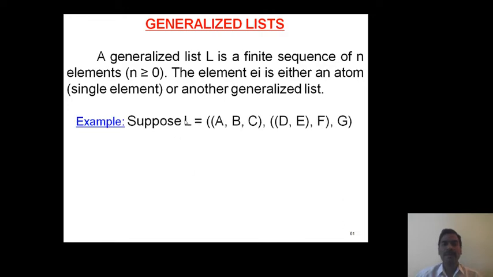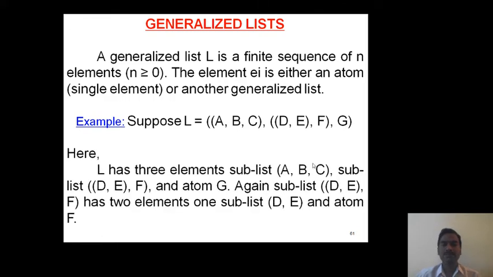Now observe this example. Assume the generalized list L is equivalent to a set of elements. When we observe the first one, it is a generalized list. The second one is another generalized list, which consists of a sub-generalized list and a single atom. And the third element is an atom.